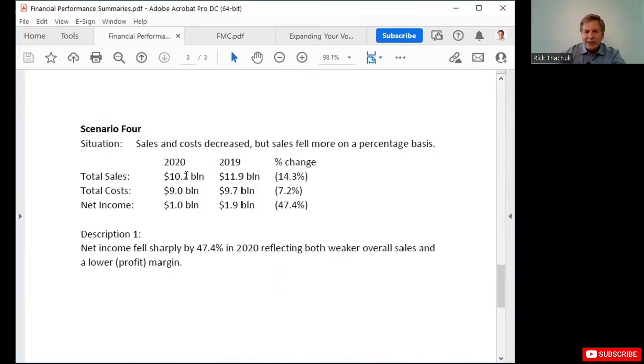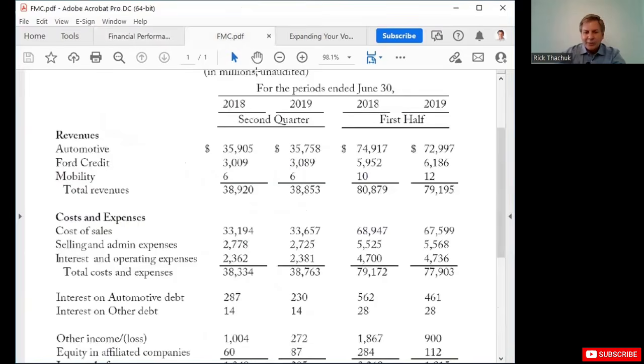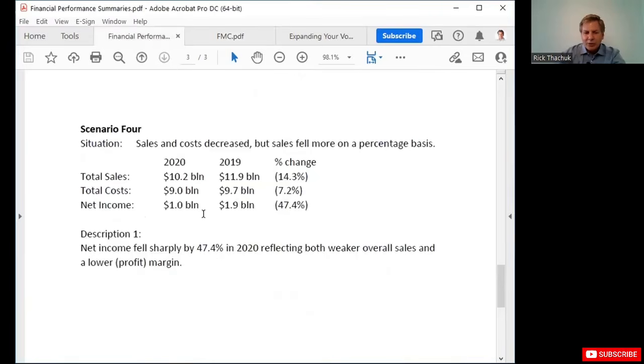All right, there's one last thing I want to look at. Back to our income statement. We see here at Ford Motor Company that costs went up from this value to this value. But what happened in scenario 4? If we jump back in scenario 4, we see that costs went down.